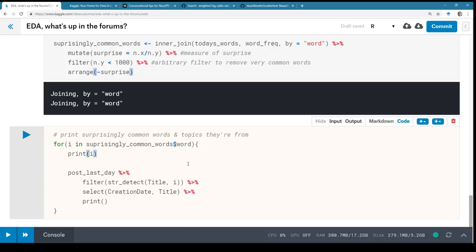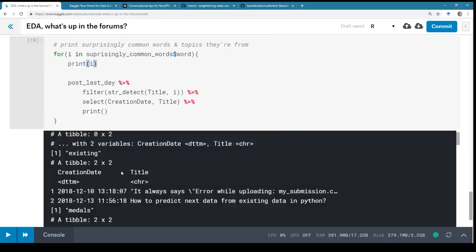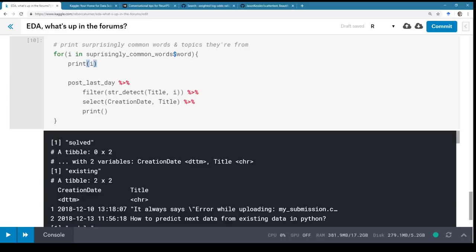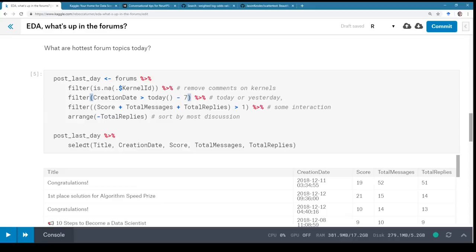This is going to be fairly large because I had a lot of common words. So we can see, that's not right. We can see we have solved, this very common word that doesn't show up in any of the titles. So that's sort of interesting. Post last day, is that where we changed it? Yeah, no, that's where we changed it, and we did run it because we can see them.